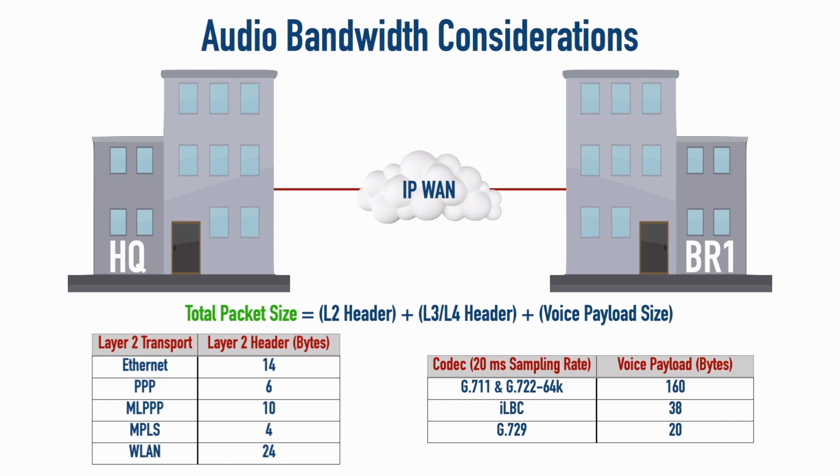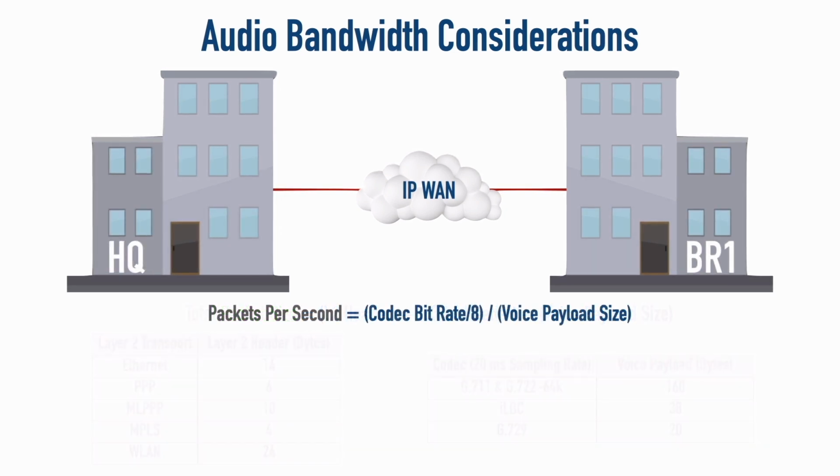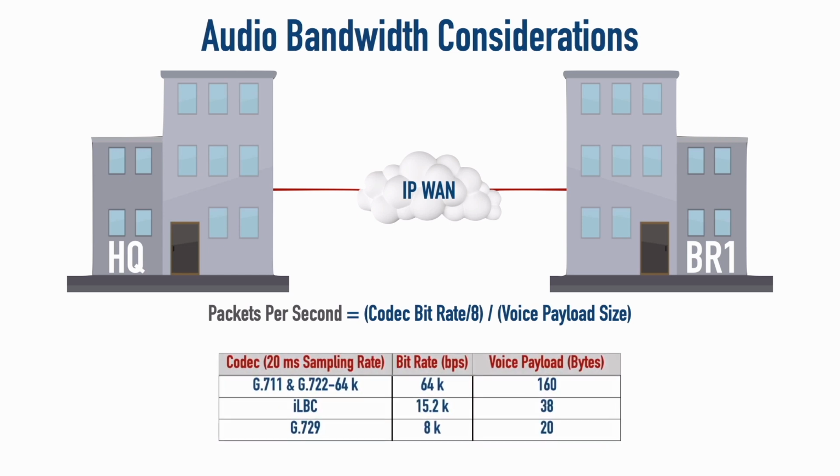Now, at this point, we've gone through every item in this total packet size formula. But something else we needed to calculate was the number of packets that we are sending per second. Here was the formula for that. We took the codec bit rate divided by 8 to convert bits to bytes, and we divided that by the voice payload size, which we just saw. Let's take a look at those same codecs again. If we're using G.711 or G.722, the 64K version of that, we already saw that it's going to have a voice payload of 160 bytes.